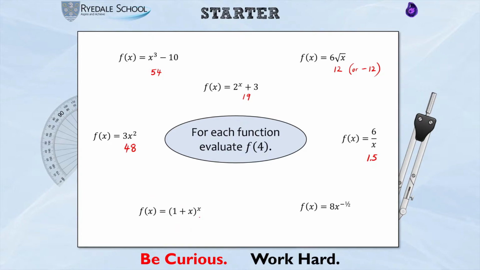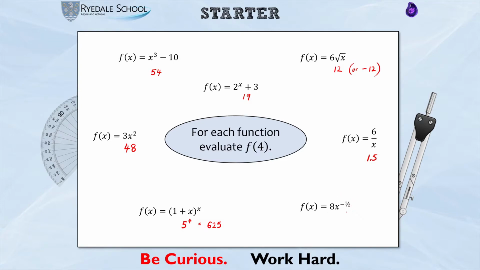This one looks like fun. It is 1 plus 4 to the power of 4. Well, 1 plus 4 is 5, and 5 to the power 4, 5 times 5 times 5 times 5, I believe, is 625.